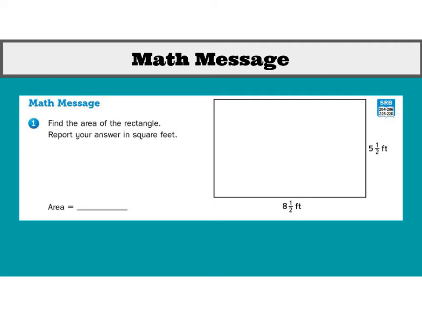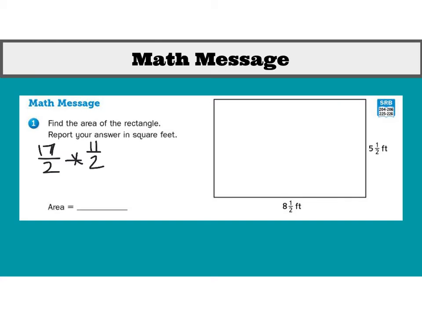So there's several different ways that we could go about this, but my personal preference is to just go ahead and change the mixed numbers to a fraction and multiply it out. So if we do that, 8 1/2 is going to turn into 17 halves, and 5 1/2 is going to turn into 11 halves.